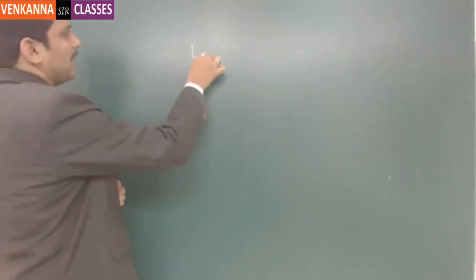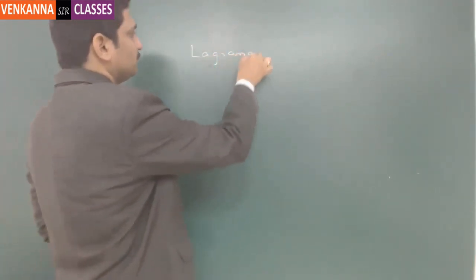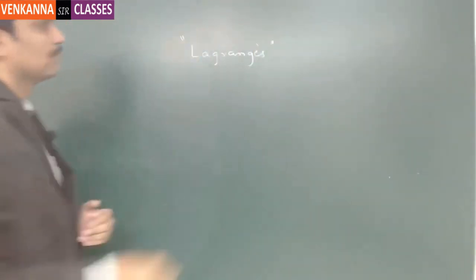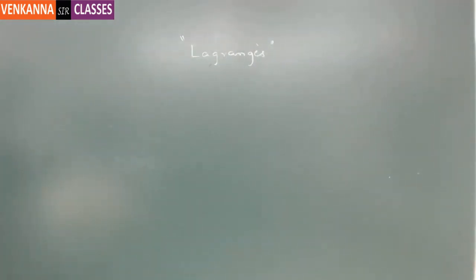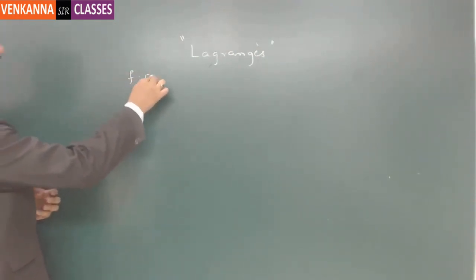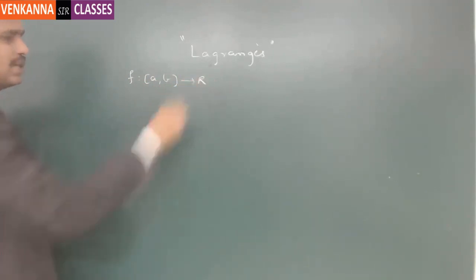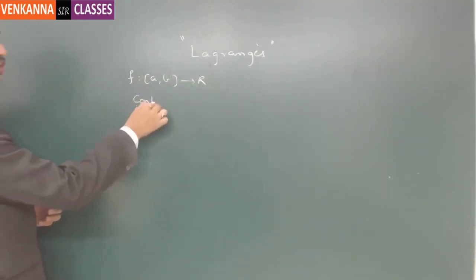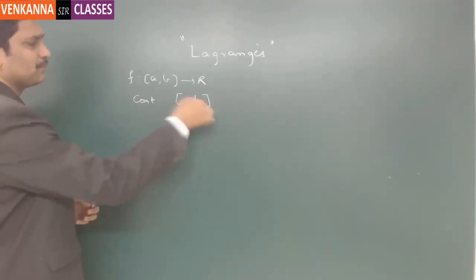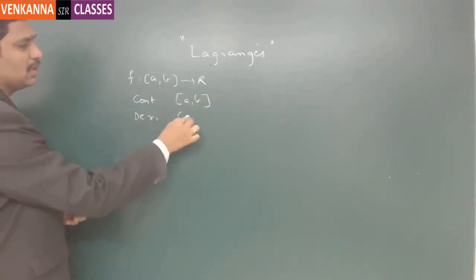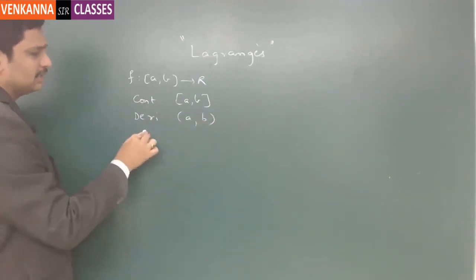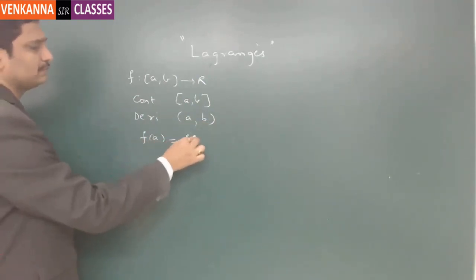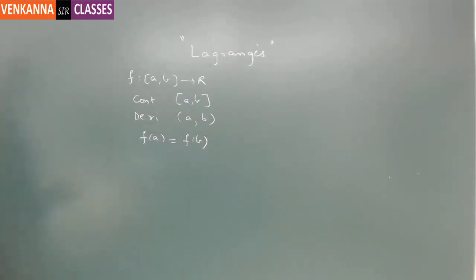Thank you. So let us start with Lagrange's mean value theorem. In Rolle's mean value theorem, we check for 3 conditions. If you take the function f from closed interval a b to R, we check for continuity on the closed interval a b, derivability on the open interval a b, and that the endpoints have equal values. So this is the strategy for Rolle's mean value theorem.